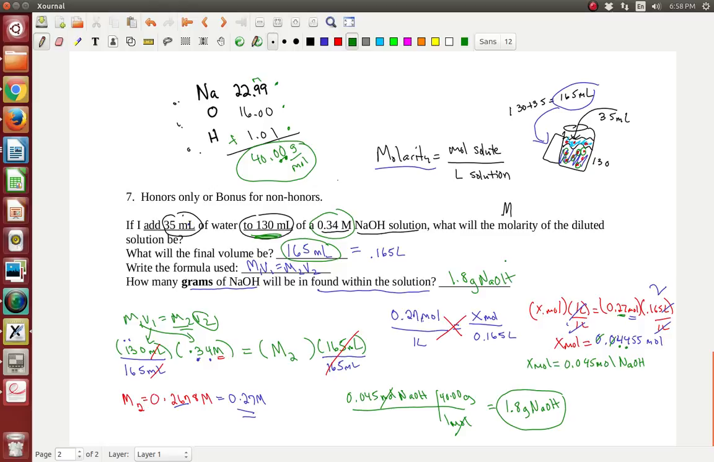Now I will say a better question would have been to also ask what's the molarity of the diluted solution first. So I think I will add that. So what is the molarity of the new solution? And we've already calculated that, and it was right here, 0.27 molar. Okay, I hope that helps you understand this question a little bit better.